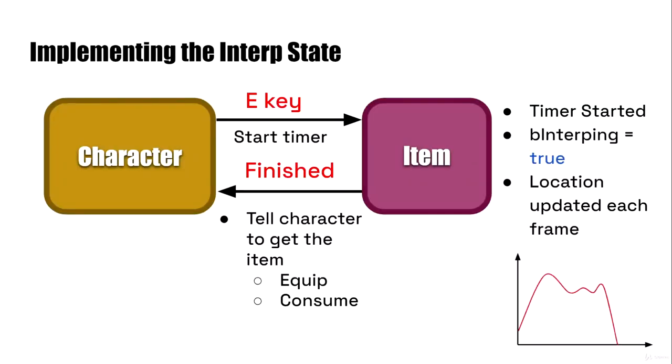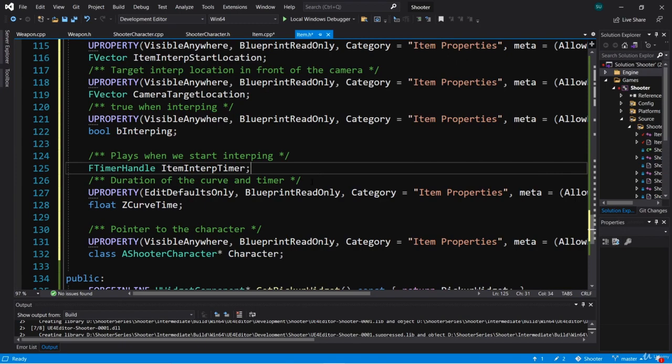Let's take a look at our diagram here. Remember, when our character is looking at an item and tracing and hitting that item with our line trace, then we can hit the E key, and that's going to result in us starting the timer for the item, which means we can get the item to start interpolating according to the curve. So we want a function on Item that's public so that our character can call that function and start the interpolation timer. Then we'll also create a function callback for that timer, so when the timer's done, we'll perform some action, such as telling the character, we're done interpolating, go ahead and equip the item. So let's go ahead and create those functions now.